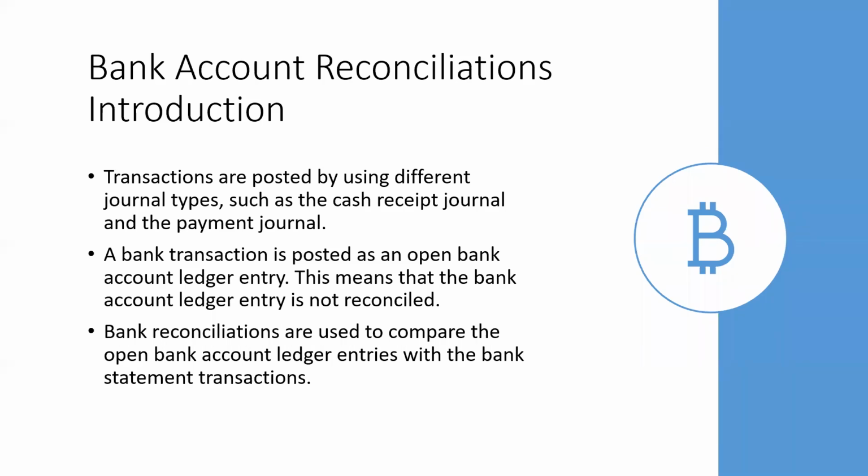So well, then a bank account transaction is posted as an open bank account ledger entry. This means that the bank account ledger entry is not reconciled. This means that all these transactions that we have in a bank account will have a status. Whenever we post any transaction in our bank account, in or out, we're going to consider that that transaction is open until it's reconciled at the end of one specific period, right?